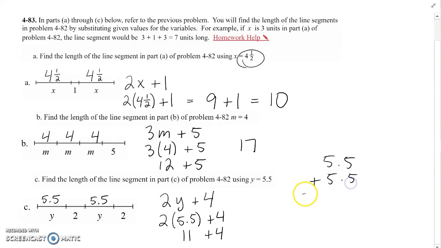5.5 plus 5.5. Bring the decimal. 5 plus 5 is 10. And then that's also 10. Carry the 1 is 11. So 11 plus 4 is 15.